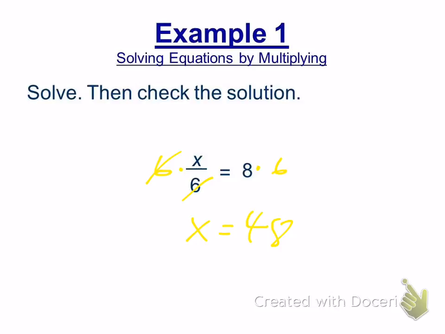48 divided by 6. You substitute the value back into the original equation, right? And we want to make sure that we've done this correctly. 48 divided by 6 equals 8. Is that true? It is absolutely true. Okay, what about this one?